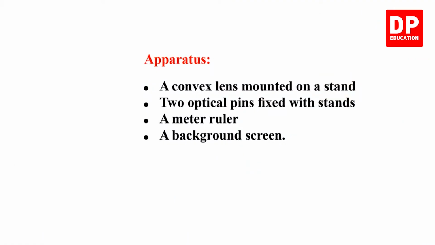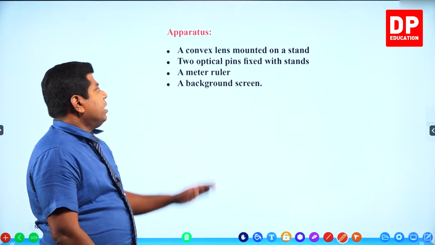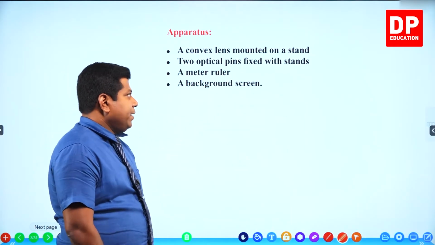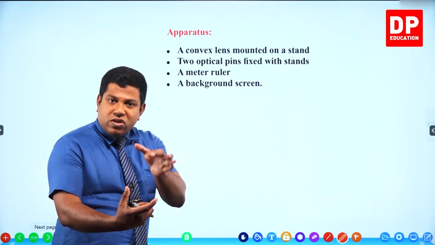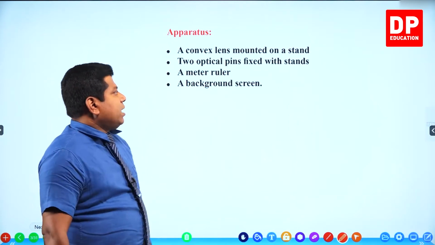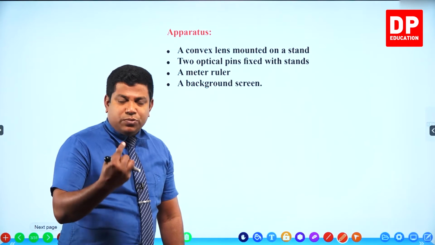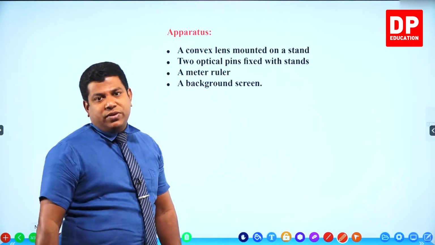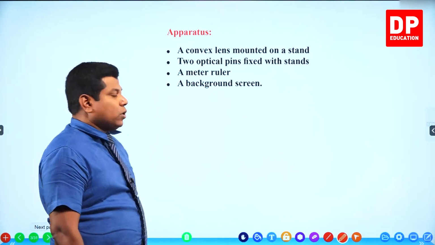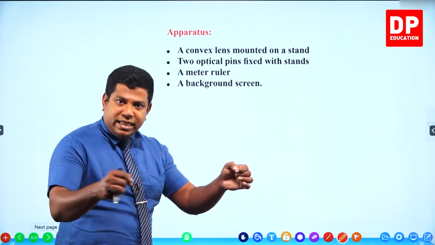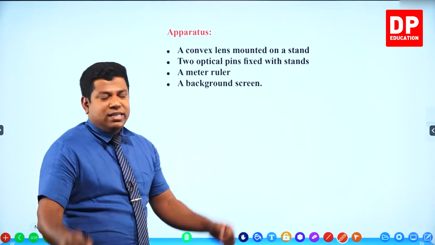To do this experiment, see what apparatus we need. A convex lens mounted on a stand. There will be a stand, you can keep the lens on that. Two optical pins fixed with the stand. There are optical pins, right? That is what we use as the objects for the experiment. A meter ruler to measure the distances, the u and v distances.